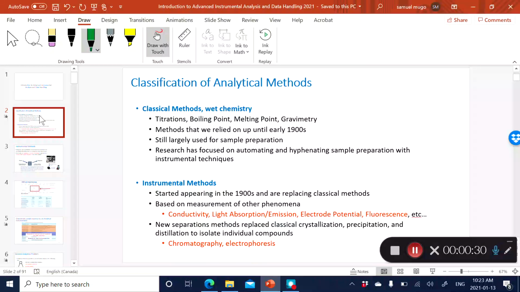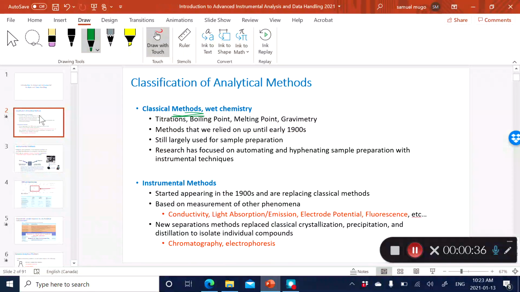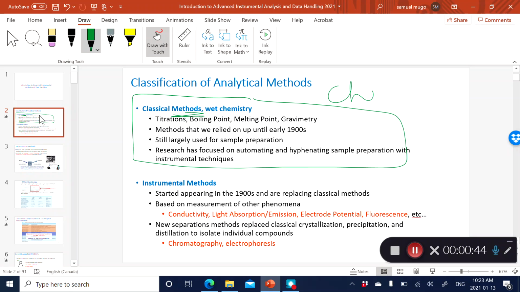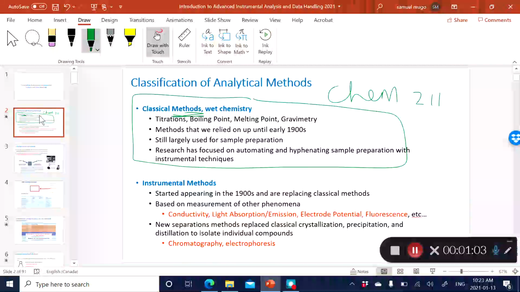I think we all know analytical methods can be classified into two groups. There's the classical methods of analysis, or the so-called wet chemistry. And that is the basis of most of Chem 211, where you do things like titrations, and gravimetric analysis, where you use the weighing balances and so on. Now, classical methods of analysis preceded instrumental methods of analysis.